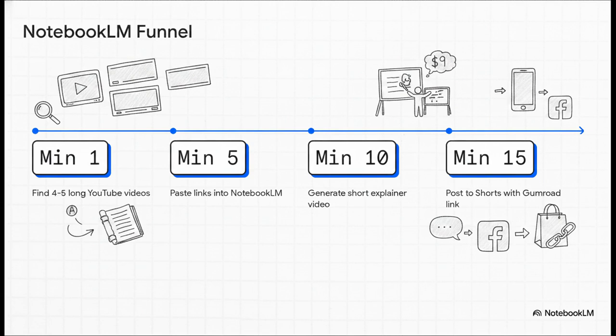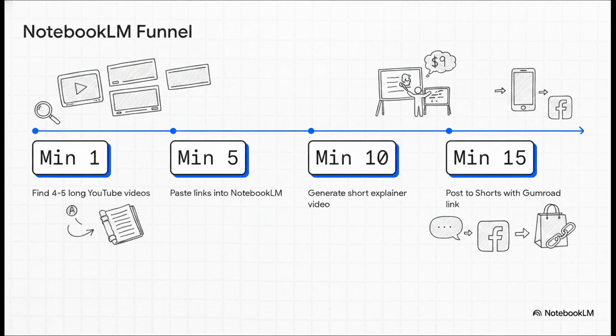Here's the timeline the source provides. Minute 1, hit up YouTube and find 4 or 5 long, highly viewed videos in your niche, something like how to lose weight fast. Minute 5, grab those links and drop them straight into NotebookLM. Minute 10, tell the AI to synthesize those videos and turn them into a short whiteboard explainer video.